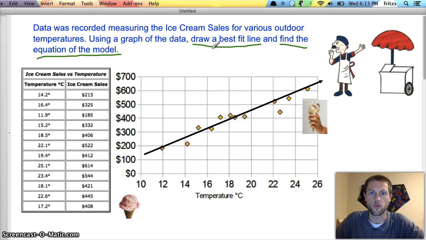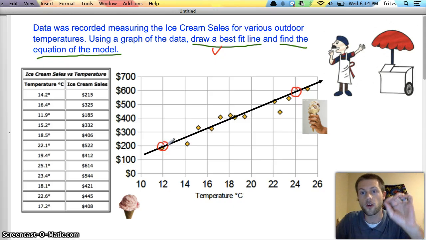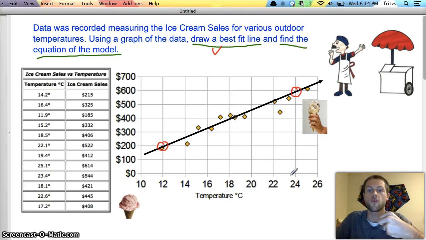So that part is done. Check. I drew a line of best fit. Now I need to find the equation of the model. To find the equation, I need to grab 2 points off of my line, off of the line, not off of the data. It looks like I've got a pretty decent coordinate here, and another pretty decent coordinate. Let's take this one right here. When I'm looking for a coordinate, I want to look for where the crosshairs of my grid lines intersect, and I can pull something from my x and my y coordinates.